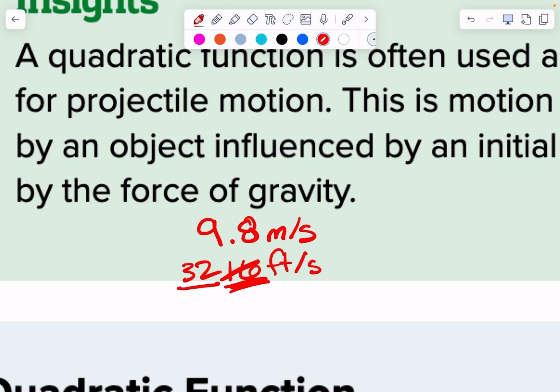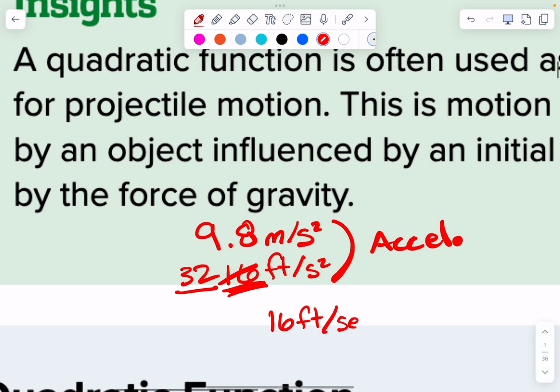Derivatives. So 9.8 meters per second squared, 32 feet per second squared, this is the acceleration. But if the acceleration is 32 feet per second squared, then the velocity is 16 feet per second. This is what velocity is. It's all derivatives, which is calc stuff. So acceleration, velocity. If you see 16 feet per second, that's just velocity. It has to do with 9.8, but it's in feet per second.